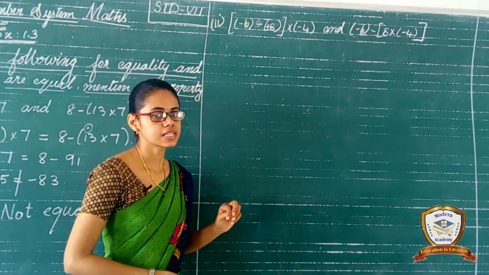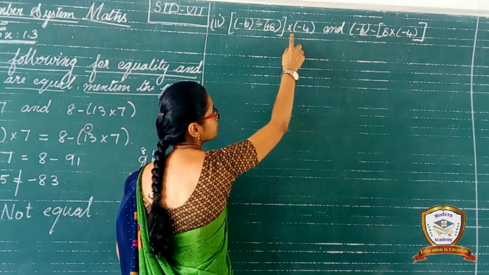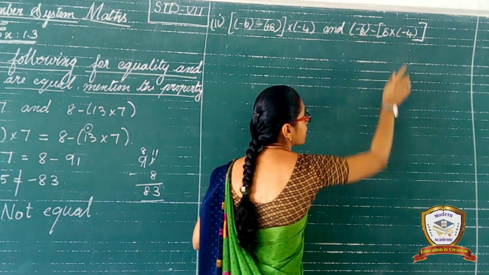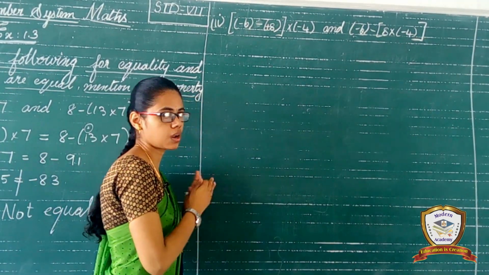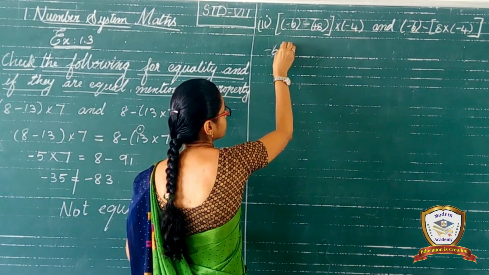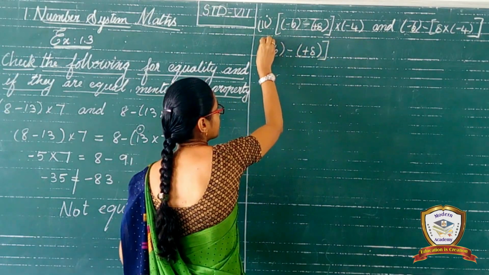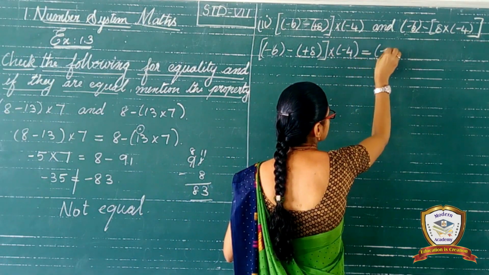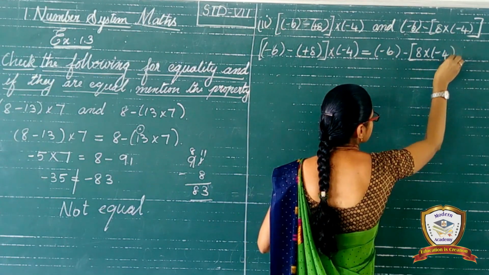Okay, next see the second sum. Minus 6 minus of plus 8 multiplied by minus 4, and minus 6 minus of 8 multiplied by minus 4. So same as that. Now we want to check whether it is equal or not. So I take this one as the LHS: minus 6 minus of plus 8 and multiplied by minus 4 equal to minus 6 minus 8 multiplied by minus 4.